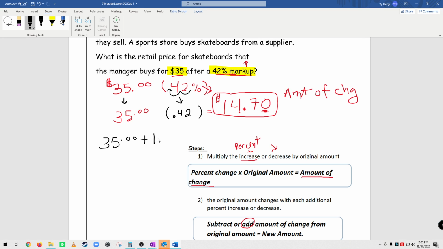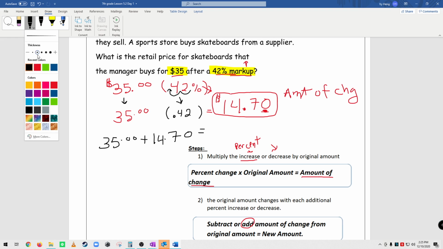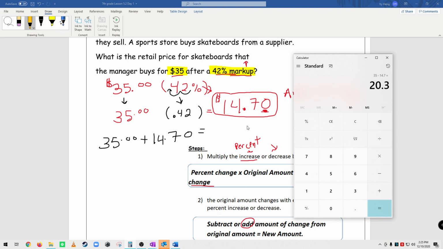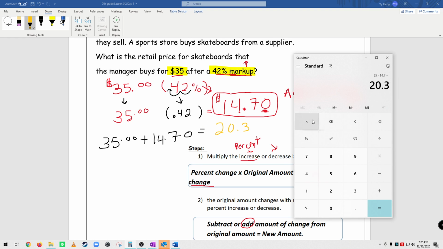So that's going to be 14.70. So when you add that together, what do you get? Well, let's use a calculator real quick. So you're going to take $35 minus $14.70. So the new price is going to be 20.3, but because we want it in money, right? Oh, wait a minute. Did I do it wrong? Oh, I did. I should have added.